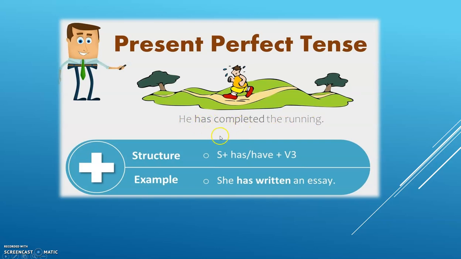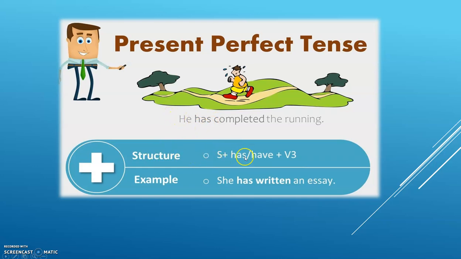Has completed. Present tense. Perfect is completed. ED has come. If ED comes, it means it is a completed action. But in which tense? In present. Has. Okay. So what will the structure be?